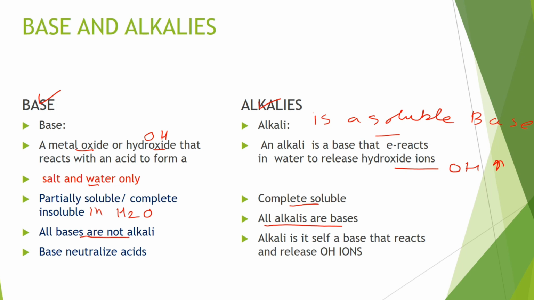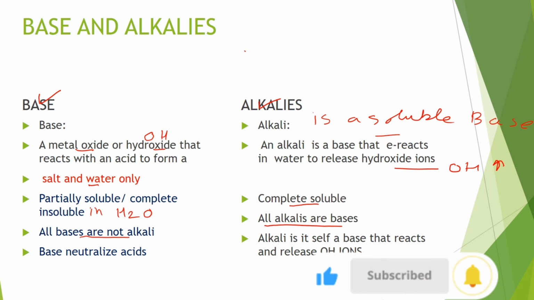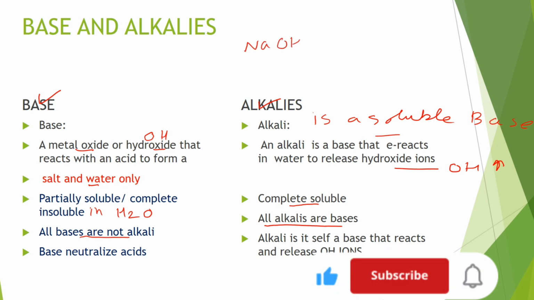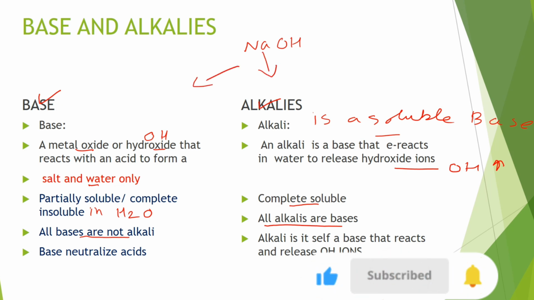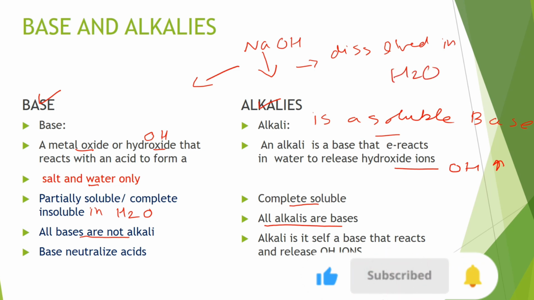Let me give you an example. Sodium hydroxide, NaOH, is both a base and an alkali at the same time when it is dissolved in water, because it releases hydroxyl ions. So always remember, sodium hydroxide is both a base and an alkali.